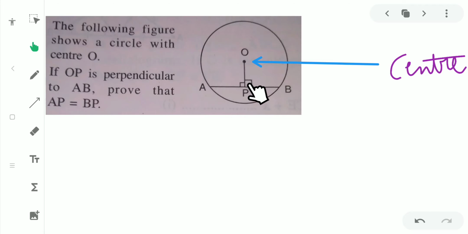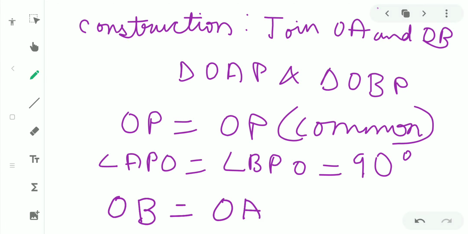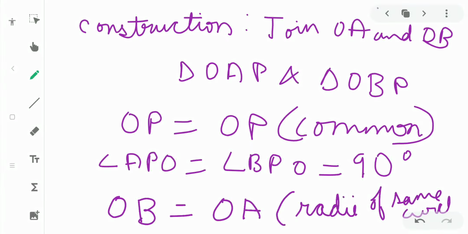And we have this line from O to B, OB and OA. OB is equal to OA because they are the radii of the same circle. They are the radii of the same circle, and radii is nothing but the plural form of radius.